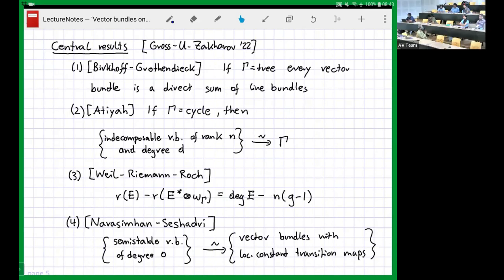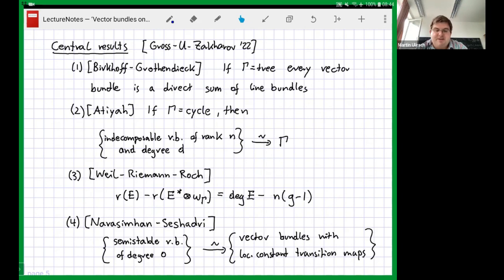Questions? I have a couple of questions. So this notion of semi-stability, how do you define it? Is it slope semi-stability?